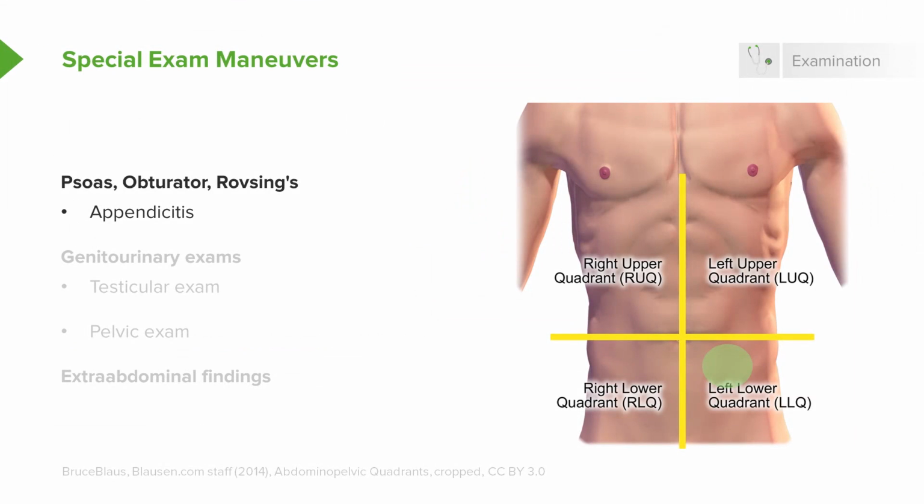Other maneuvers are the psoas, obturator, and Rovsing sign. Those are indicative of appendicitis, and we'll talk more about those when we discuss appendicitis further. The other things to focus on are genitourinary exams, the testicular exam, and the pelvic exam. The testicular exam is especially important for the patient who you are concerned may not be able to accurately report to you whether or not they're having testicular pain.